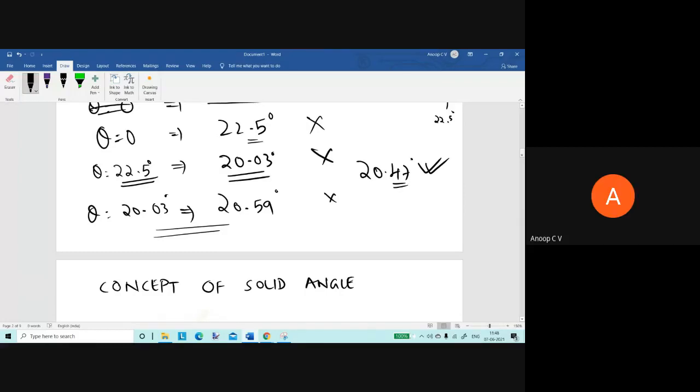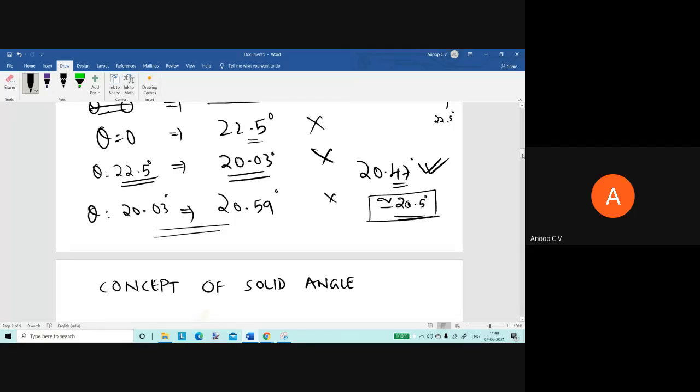20.49, sir. For 20.49, okay. 20.47, so you can approximate it to 20.5. For 20.5 degree, LHS and RHS become equal, 20.49. Okay, or approximately I'm taking 20.5, at least correct to 1 decimal place. So for this value, that equation is satisfied. So that is actually theta.